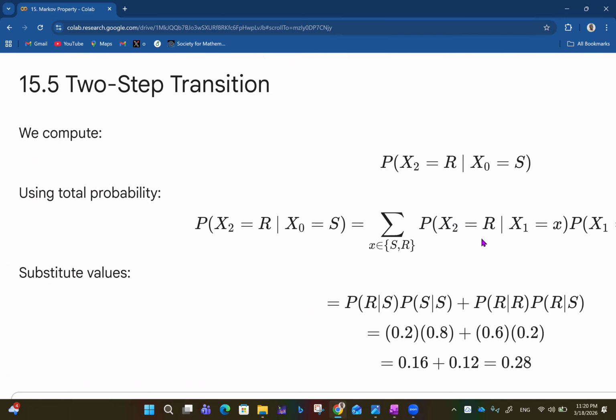RS. So that is 2 given 1. That'll be 2, 1 multiplied by 1, 1, then 2, 2 multiplied by 2, 1.